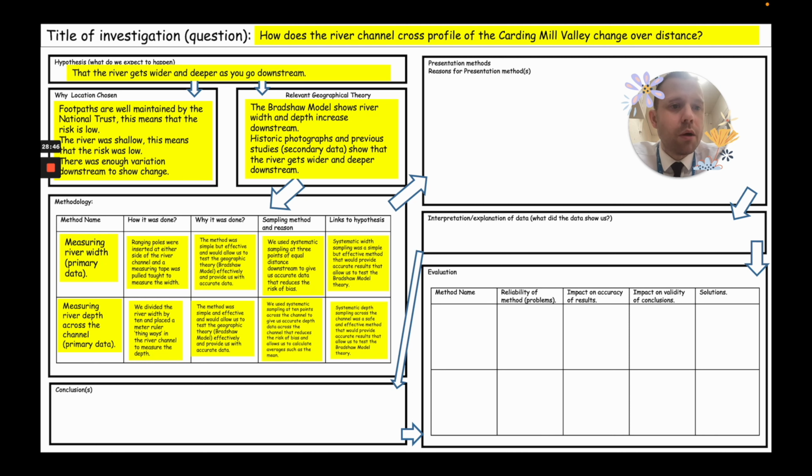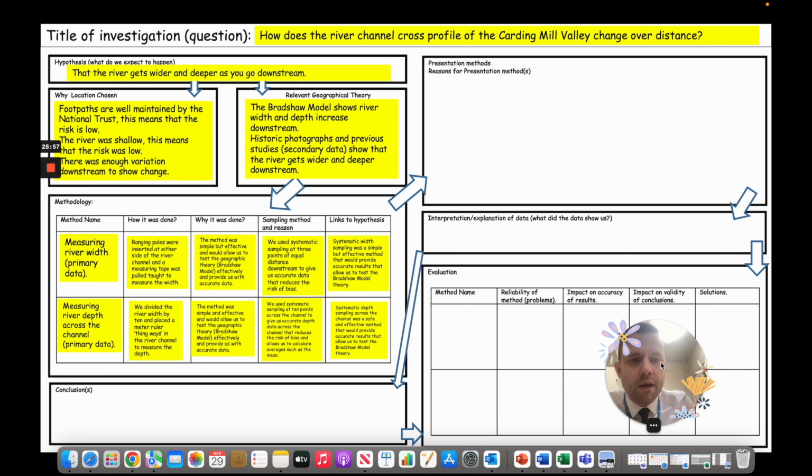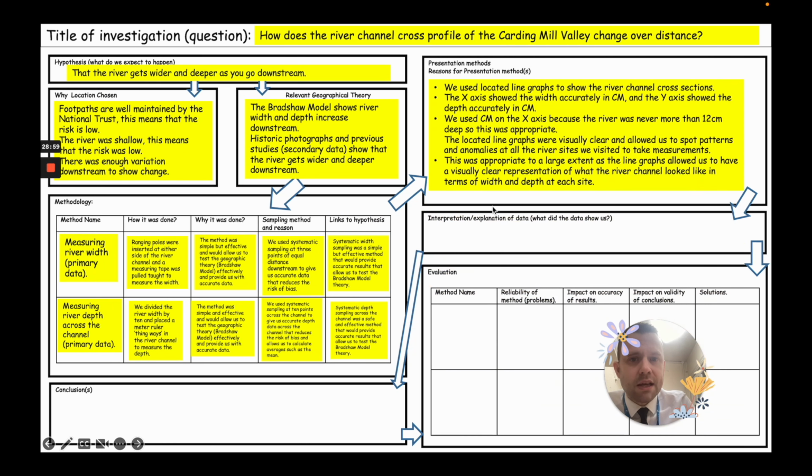Let me move down to the bottom. Let's have a look at presentation. So again, this could be a 6 marker. It could be a 6 marker for human or physical. We did similar techniques, but they are different because the data is different.